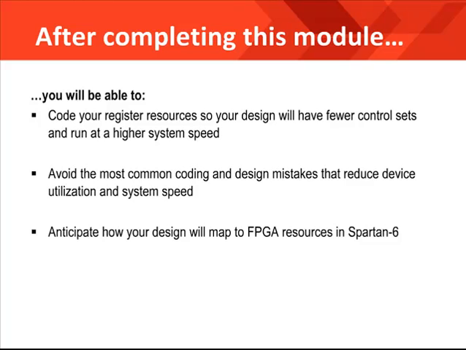After completing this module, you should be able to code your register resources so your design will have fewer control sets and run at a higher system speed. You should also be able to avoid the most common coding and design mistakes that reduce device utilization and system speed. And you should be able to anticipate how your design will map to the FPGA resources in Spartan-6. And in general, of course, you should be able to build a basic knowledge of what device resources are most commonly used in the FPGA.